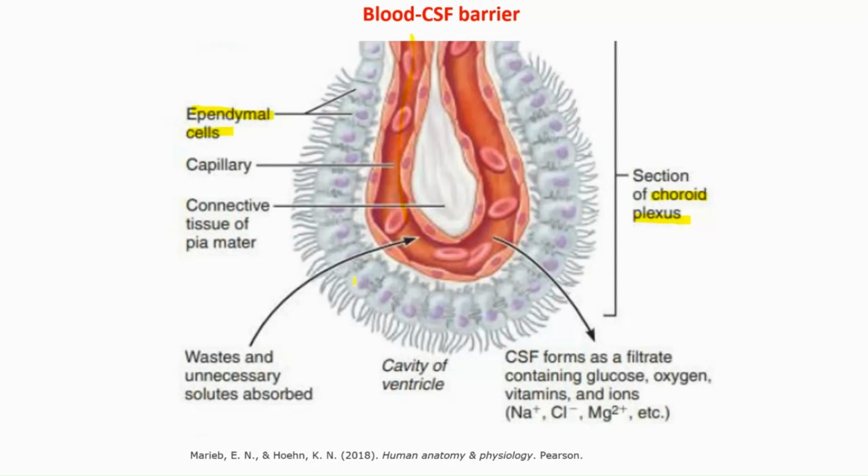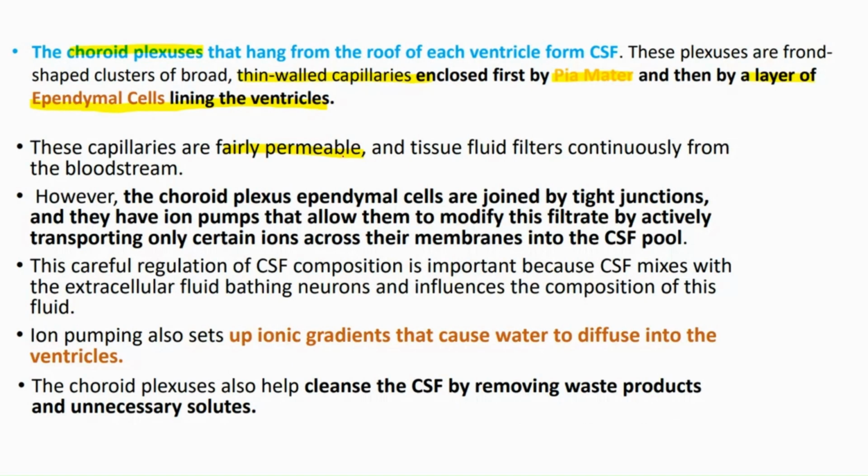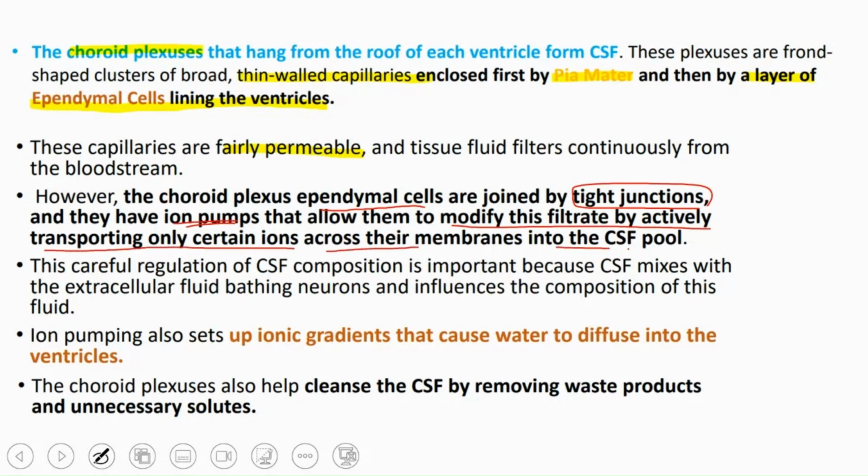However, if you can see here, within the ependymal cells, we have strong tight junctions between the cells. These tight junctions are nearly impermeable. They have very selective permeability. This is important, by the way. We will mention why. So, the capillaries are fairly permeable, and tissue fluid filters continuously from the bloodstream. However, the choroid plexus ependymal cells are joined by tight junctions, and they have ion pumps that allow them to modify this filtrate by actively transporting only certain ions across their membranes into the CSF pool.